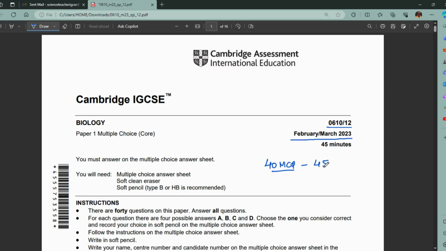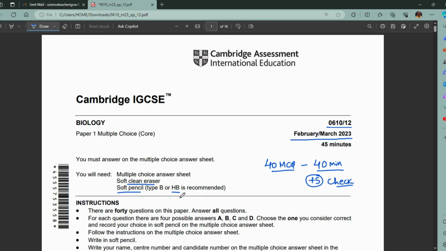But sorry, there is a change here. Do try to solve it within 40 minutes. 40 MCQs within 40 minutes, and the extra 5 minutes that is left over now with you, that you have to use for checking the answer sheet. Please check that you have bubbled all the questions on the OMR sheet, and use only the soft pencil and clean eraser, right?